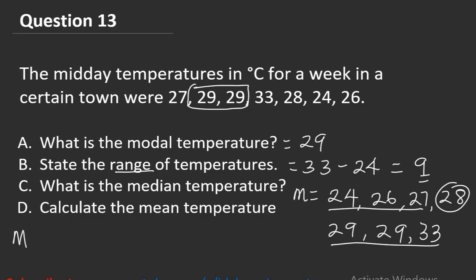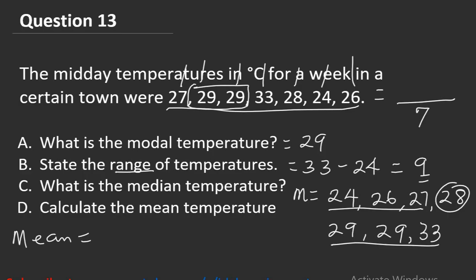Mean means average. To calculate the mean, you sum up all these numbers. If you add them together, whatever you got, you divide by the number of items. There are 1, 2, 3, 4, 5, 6, 7. So we are going to sum up the numbers and divide by 7.